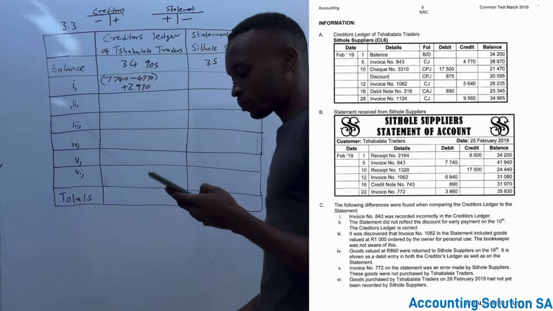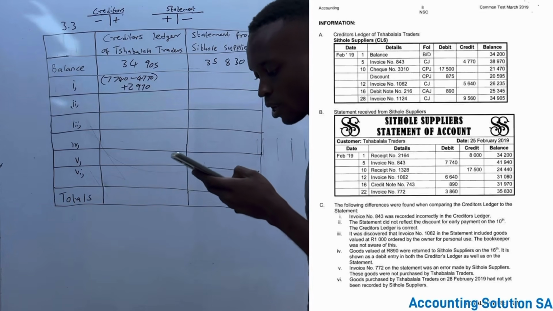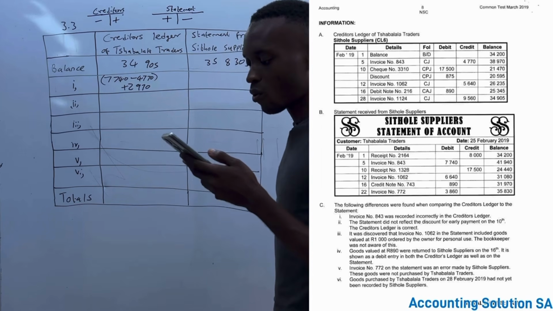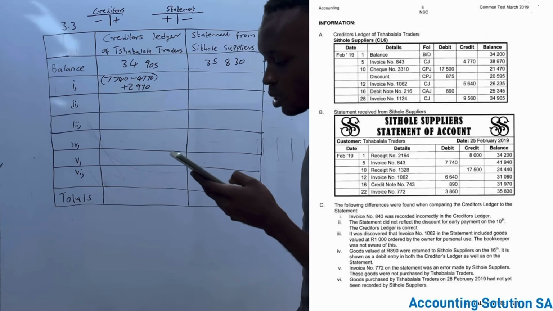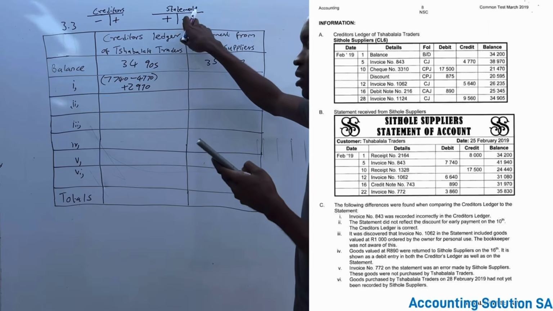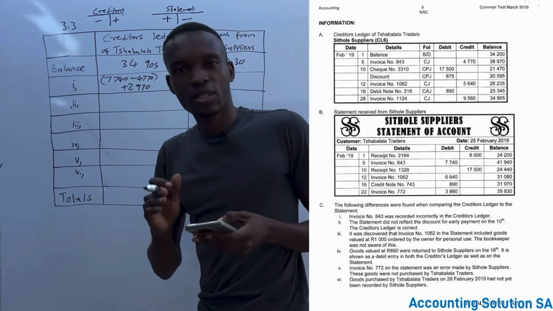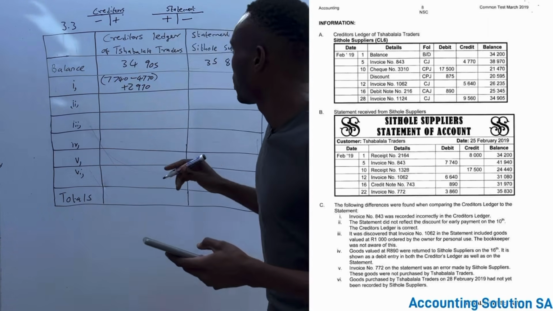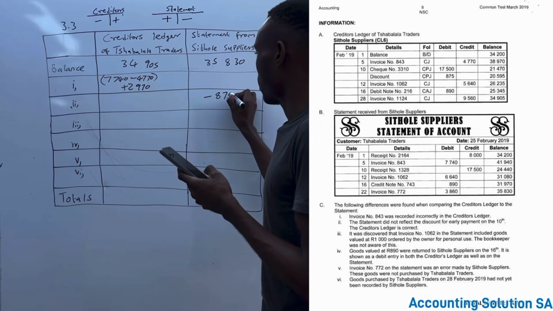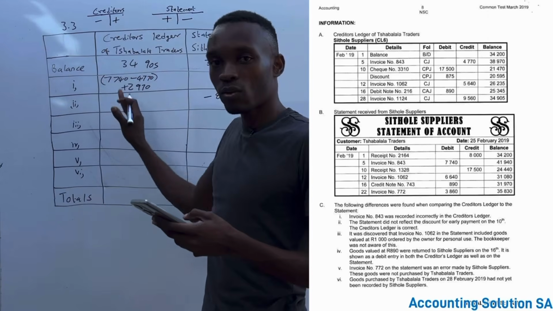The following one, they said that the statement did not reflect the discount for early payment on 10, and the creditors ledger is correct. There is a discount of 875 that was debited, which means it was also supposed to be credited on this side, and when we credit, we're supposed to subtract, because a discount reduces what? Liability. That's why it's a minus 875. We have to show it on this side because it was only recorded on this side and they said that it was correct.